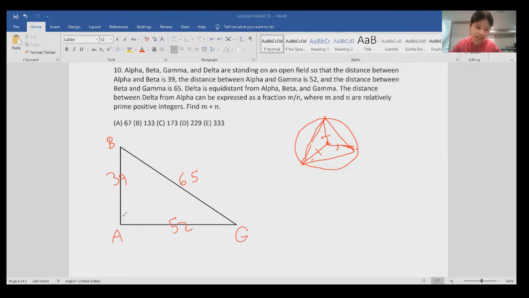So the tactic to find the circumradius for this triangle is to note that ABG is a 3, 4, 5 right triangle. And since it is a right triangle, that means that D, which is the circumcenter, is on the hypotenuse, and it's the midpoint of the hypotenuse. And therefore, the circumradius is half of the hypotenuse. So that's 65/2. Hence, m plus n is equal to 65 plus 2, 67.